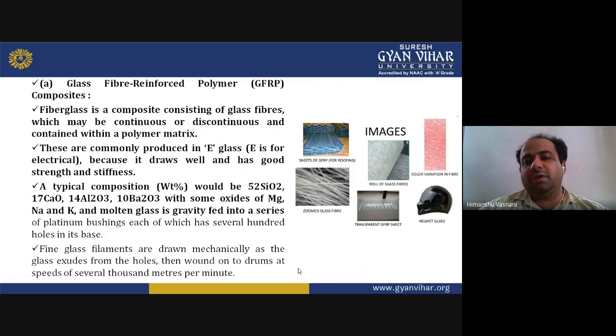Now, these are commonly produced in E-glass. E-glass is for electrical, because it draws well and has good strength and stiffness. A typical composition by weight percent would be 52 SiO2, 17 CaO, 14 Al2O3, 10 B2O3, with some oxides of magnesium, sodium, and potassium. Molten glass is gravity fed into a series of platinum bushings, each of which has several hundred holes in its base.